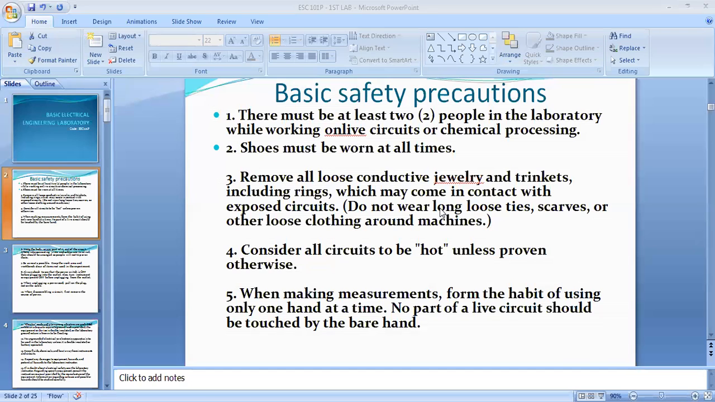Out of three members of a family, two people died within a few minutes. Within a few minutes. And this is such a dangerous thing.